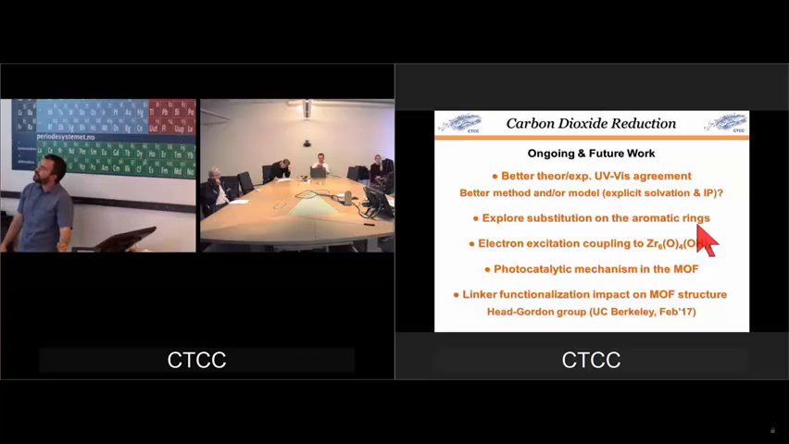So ongoing and future work related to this carbon dioxide reduction is to, I would say, I'm still not fully satisfied with the agreement between theory and experiment for the UV visible. So I guess we have to think about the method. I don't know, perhaps a different implementation of TD-DFT in another software, or perhaps think about the model. But for the model, I've been discouraged, because I tried models with explicit molecules of solvent and ion pairs, because these are charged species, and of course there's always an ion pair around.